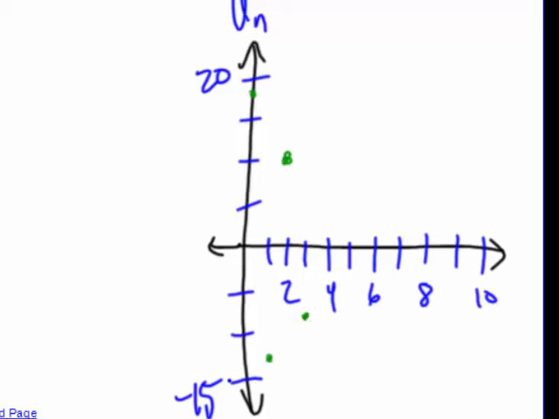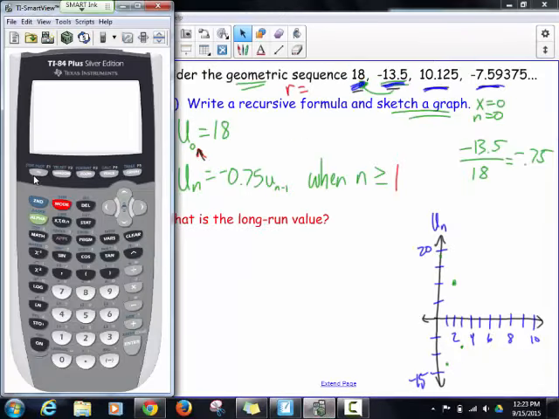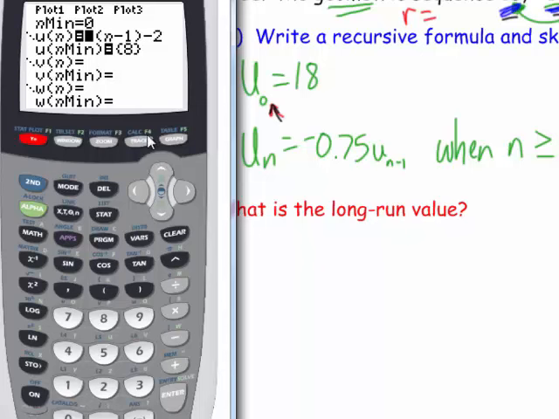And then my fourth. So if I want to keep going, I should probably put this in my calculator, so we can get a better look at our long run value. All right, so let's go back to our equation editor. So I got u sub n minus 1, and we're going times, whoops, better get that in the right spot, times negative, don't hit a minus sign, use your negative, 0.75, and our first term is 18.